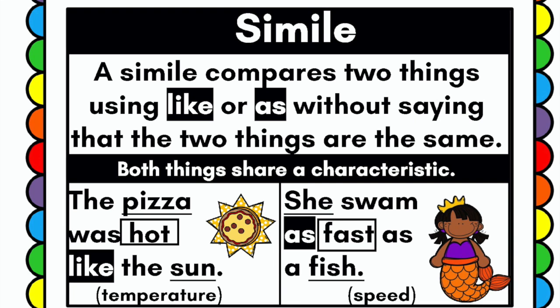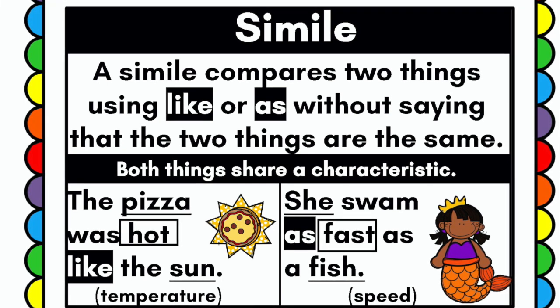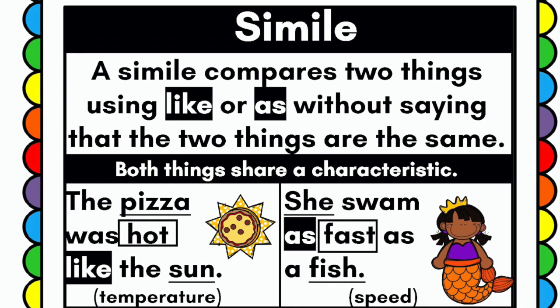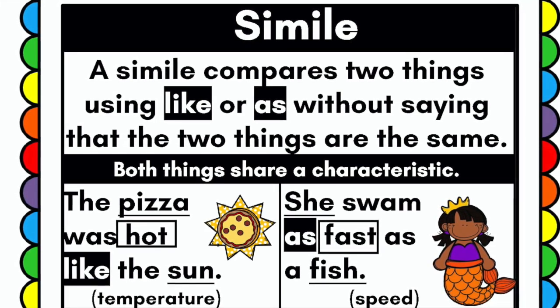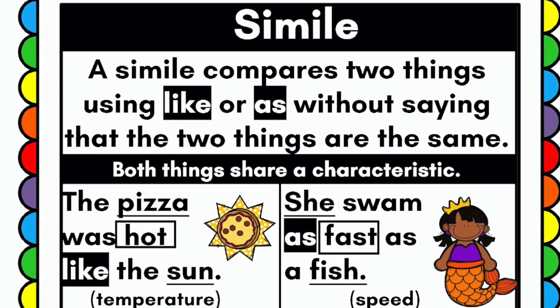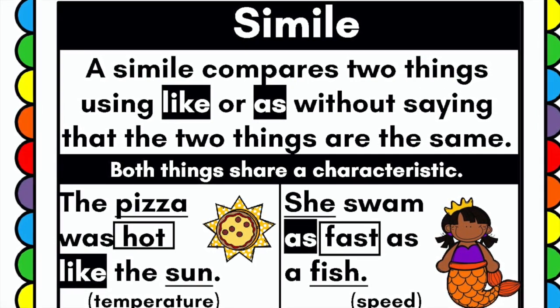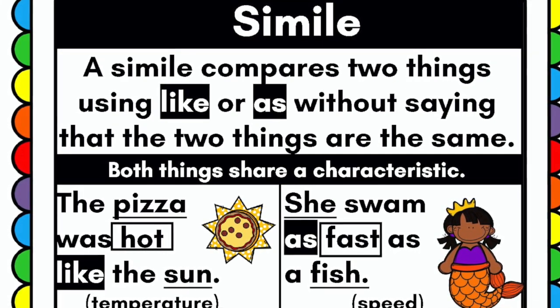A simile compares two things using like or as without saying that the two things are the same. So, our example is, the pizza was hot like the sun. What two things are being compared? The pizza and the sun. What about them? They're both hot, their temperature. Okay, what word is giving us the clue or helping us understand that this is a simile? The word like. All right.